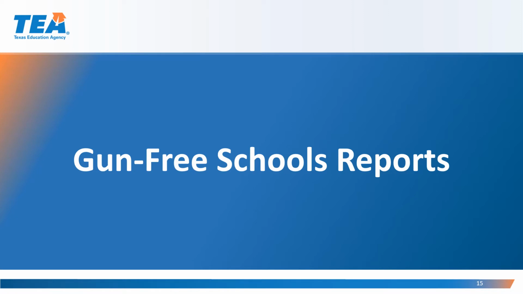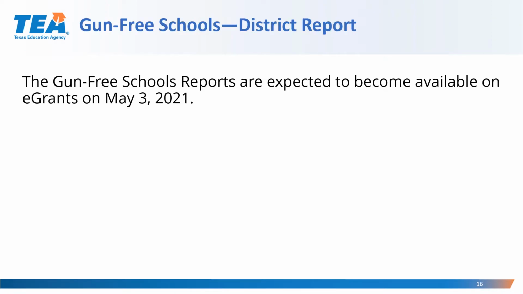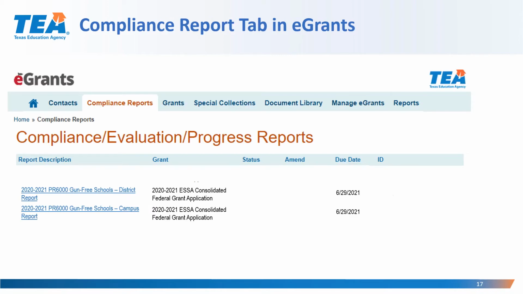We're going to talk first about the Gun-Free Schools reports. The Gun-Free Schools reports are expected to become available on eGrants on May 3, 2021. So in the Compliance Report tab, you will click first on the 2020-2021 PR 6000 Gun-Free Schools District Report.